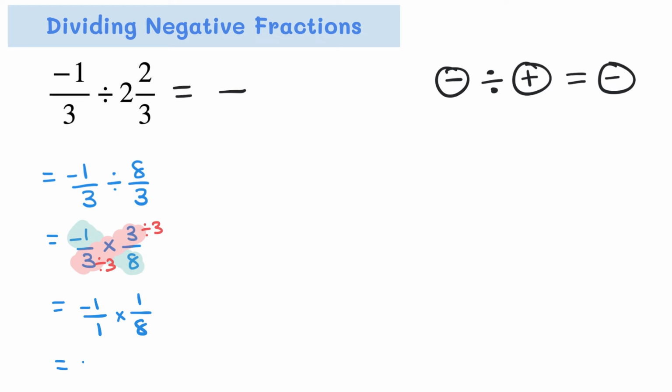-1 times 1, which is -1, and 1 times 8, which is going to be just 8. So here now I've got my final answer of -1 over 8. So I can put negative in front like this, over 8, or I could write -1 over 8 on top like that. Both of these would be correct.